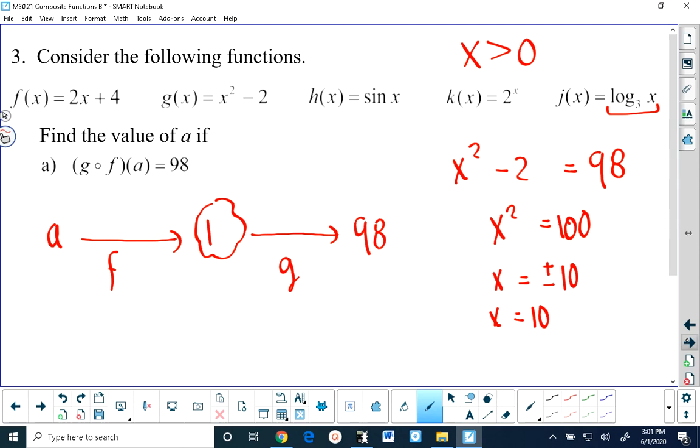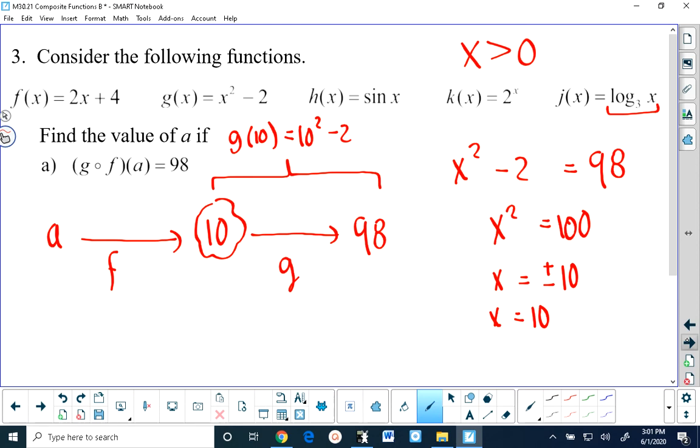That means that 10 went into g. And you can check this right now, because this part right here says when you put 10 into g, 98 comes out. Well, let's see. G of 10 is 10 squared minus 2. Yep, that's 98.